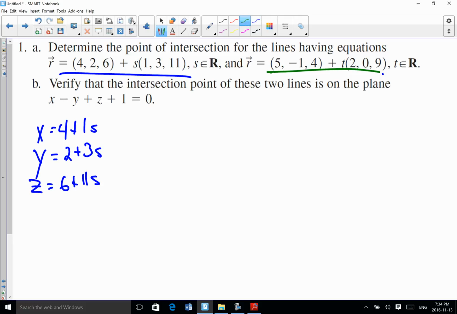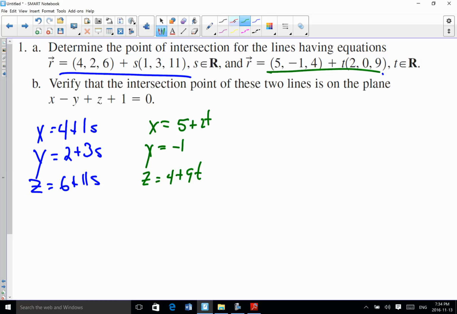The same thing for that one. So x would be 5 plus 2t, y would be -1. That's kind of nice. And z would be 4 plus 9t. Now we can pick any two equations we want to and solve them simultaneously.